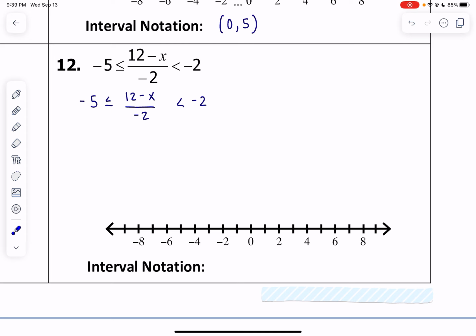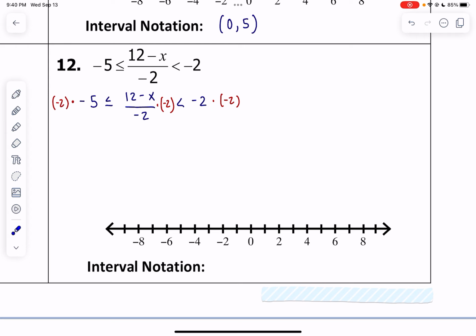So once again, we look at this middle term. Our variable here is x, so we want to isolate that. In order to isolate the x, we're going to have to get rid of everything else. So here we got to get rid of that negative 2. So we're going to have to multiply this by negative 2. And whatever you do to this term, you have to do to all the other sides. So multiply this side by negative 2 and then this other side by negative 2.